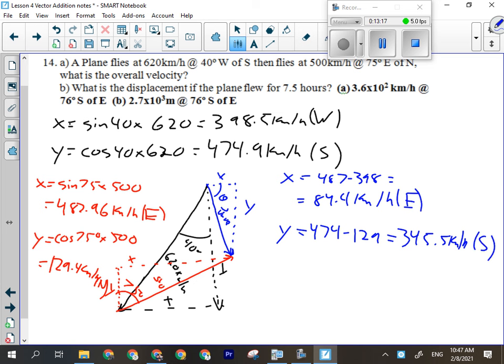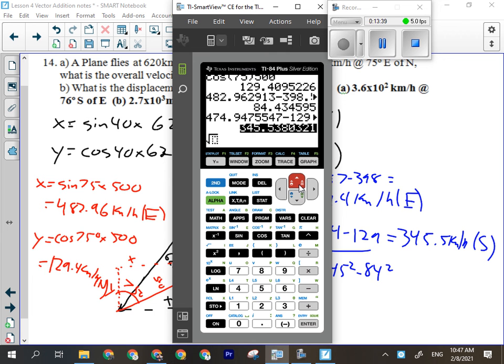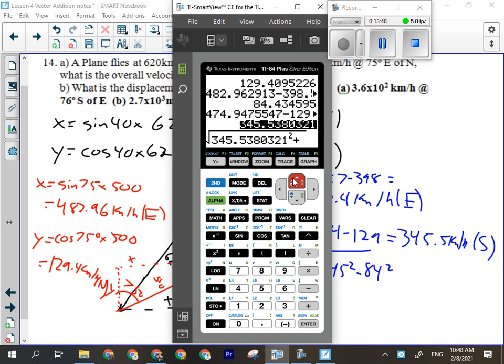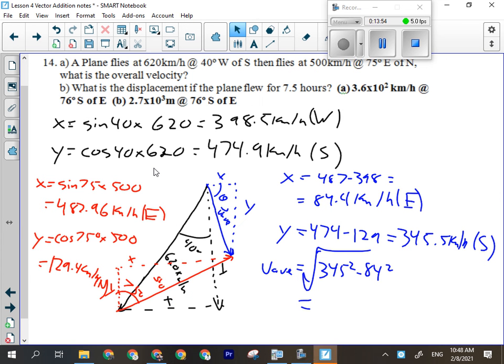Okay, so now that we've got those, we can get our overall average velocity using the Pythagorean theorem. So that'll be the 345 squared. Wow, that's terrible. Sorry, let me try that again. 345 squared, not minus, plus. Sorry, guys. Squared plus 84 squared. Okay, so we got 355.7 kilometers per hour as the magnitude of our resultant.